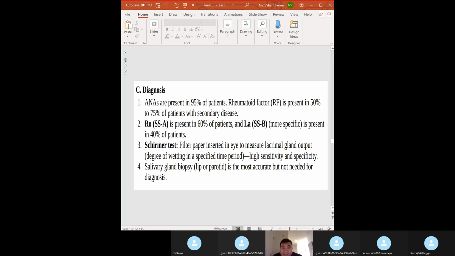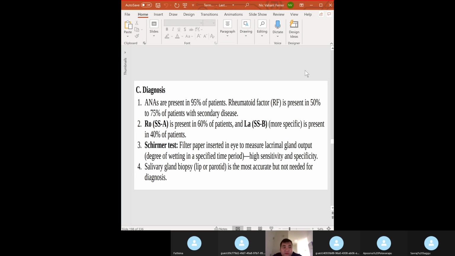High yield SSA, SSB, all right? Ro and La. SS signifies Sjogren syndrome. You could also do a Schirmer test, wherein a filter paper is inserted in the eye to measure lacrimal gland output. So don't forget, high yield: patients with antibodies to Ro, your SSA, are at an increased risk of having a child with neonatal SLE. Therefore, the baby may have congenital heart block.